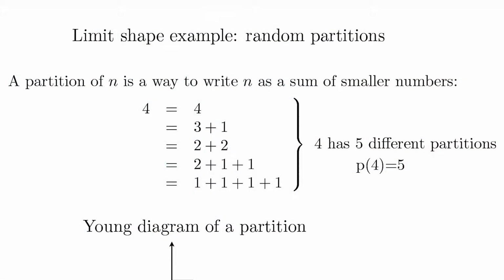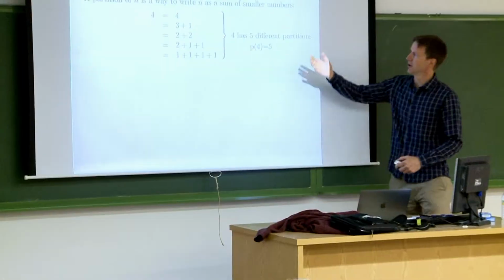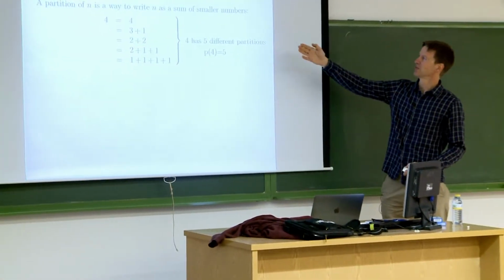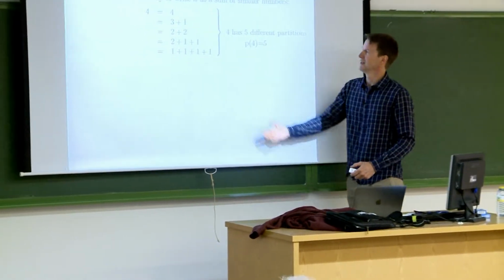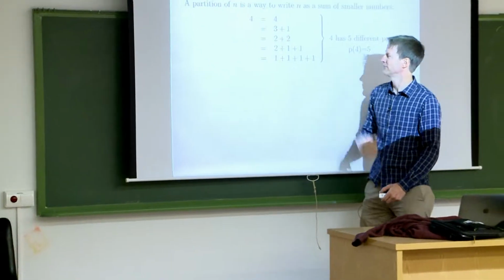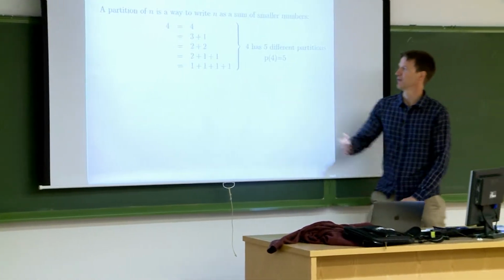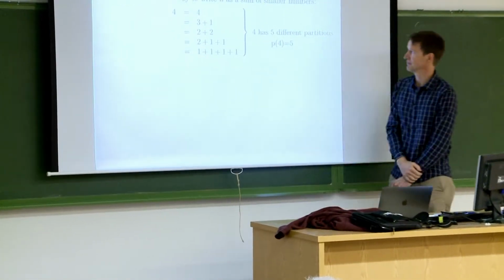So I'm going to do a one-dimension smaller example to illustrate this notion of limit shape, and then you will be able to interpolate that back up to the dimension that I care about, this two-dimensional surface. So let me talk about a random partition. It's a very simple object. You take an integer n. A partition of n is just a way to write n as a sum of smaller numbers. Like the integer 4 has 5 different partitions. You can write 4 as 3 plus 1 or 2 plus 2 and so on.